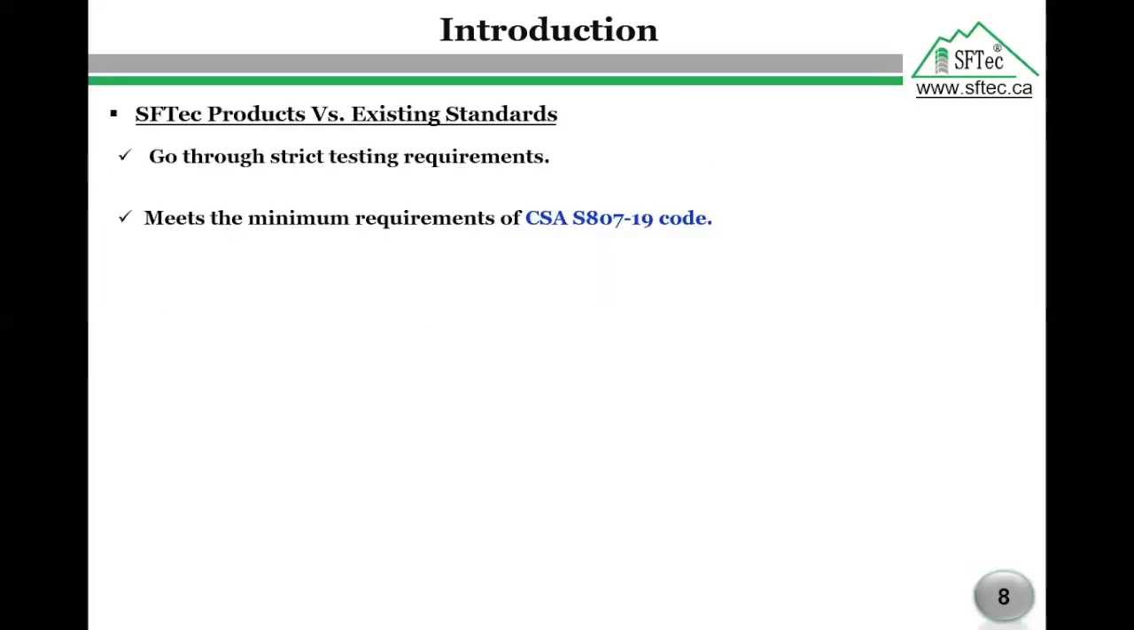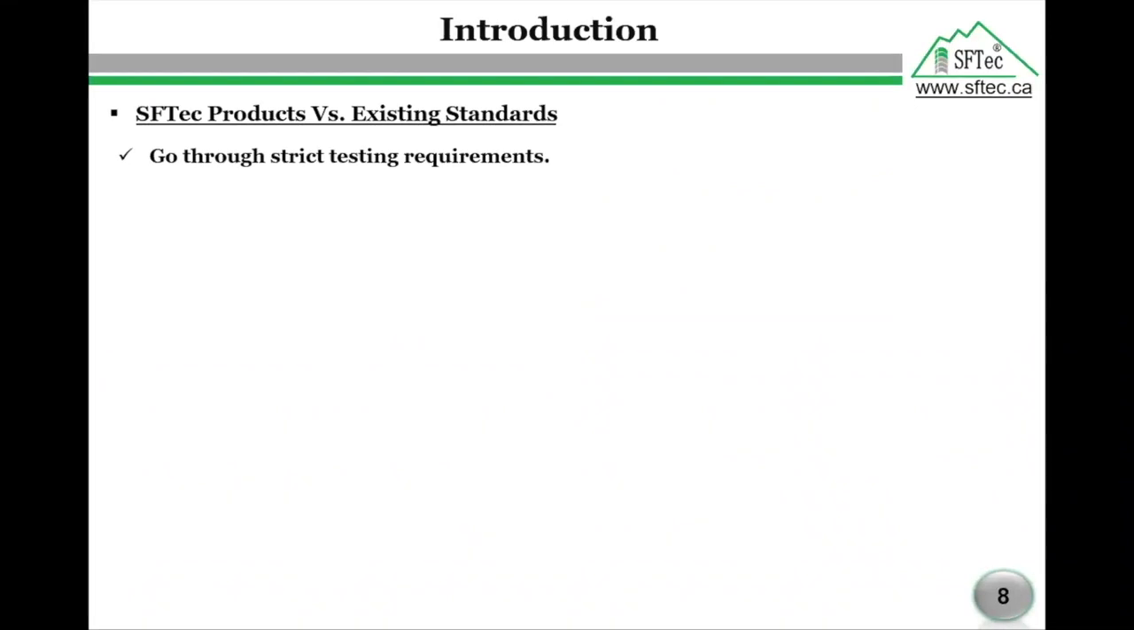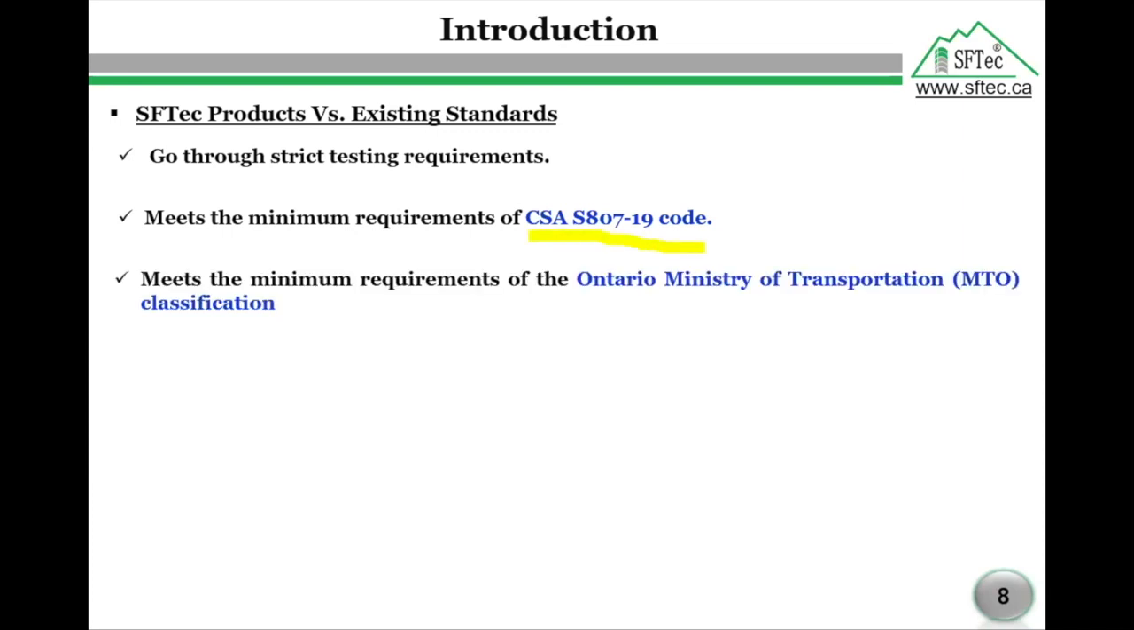So, SFTec products versus existing standards. Really, our products go through strict testing requirements before they are approved for the market as a cost-effective reinforcing material instead of corrosive steel bars. The bar satisfies the minimum requirements of the specification for fiber reinforced polymer code CSA-S807 to the year 2019.